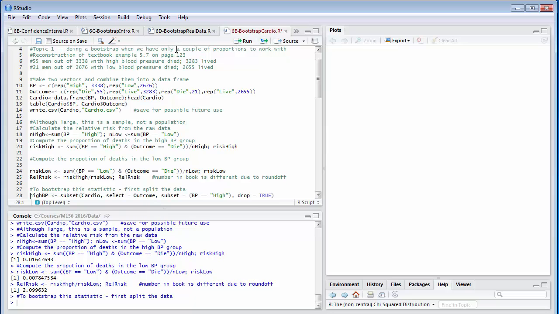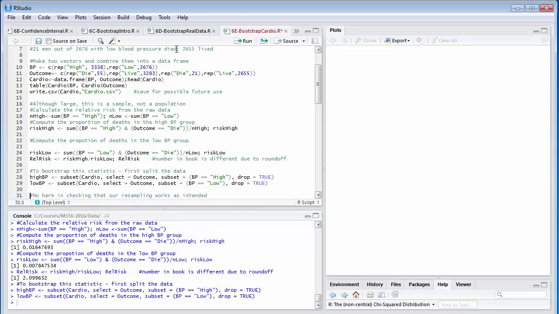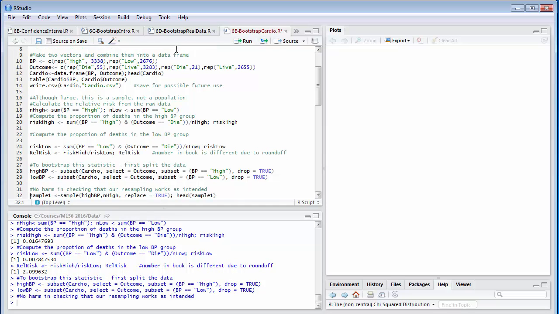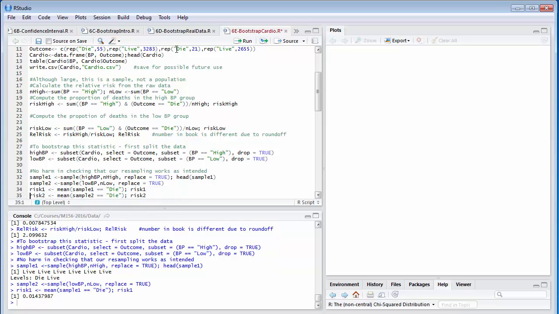Now we're going to try to bootstrap this. We will do this first by splitting up the data into a high blood pressure sample and a low blood pressure sample. And let's check before doing resampling 10,000 times that it's really working. What I'm planning to do is to sample from the high blood pressure group, and I will get a bunch of lives and dies, and it correctly says the levels I find in this vector are die and live. Something similar for the low blood pressure group.